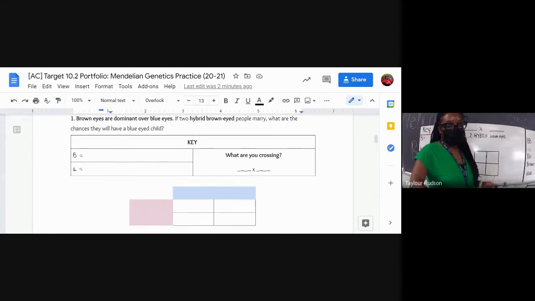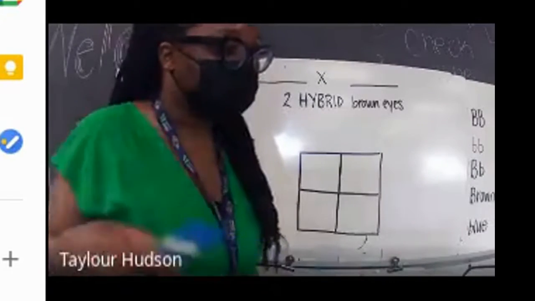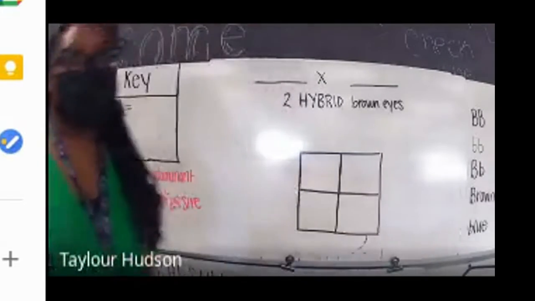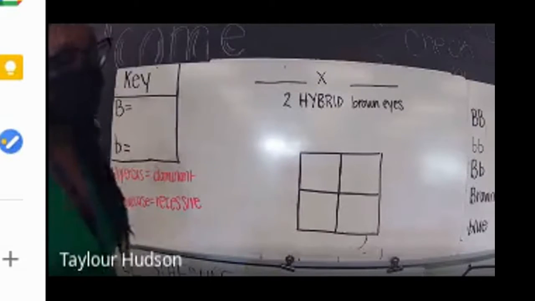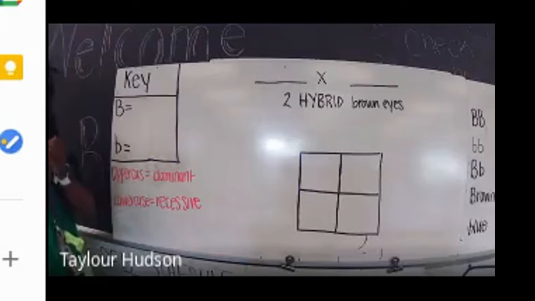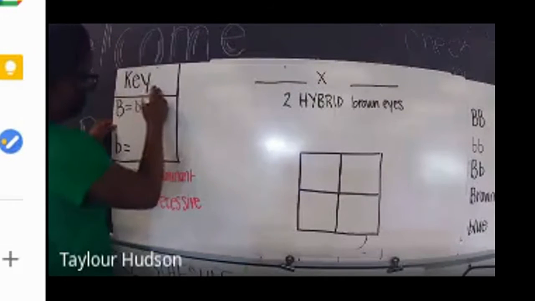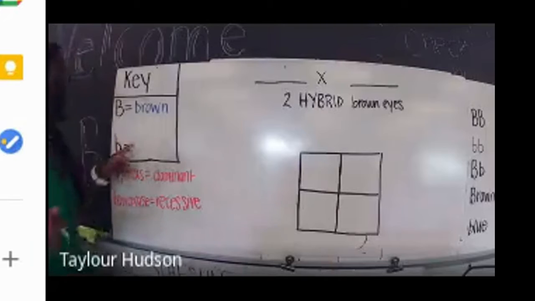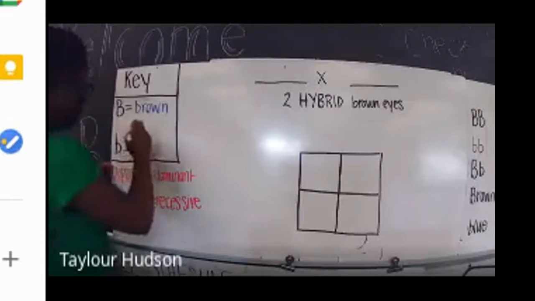Okay, so the very first thing I need to do is fill out my key. So it tells me in the question that we have 2 traits, brown eyes and blue eyes, and it made it very easy. It told me which one is dominant. So it says brown eyes are dominant. So is that going to be my uppercase B or my lowercase b? Uppercase B is going to be brown. All right, and that must mean blue eyes is recessive, so that's going to be my lowercase b.